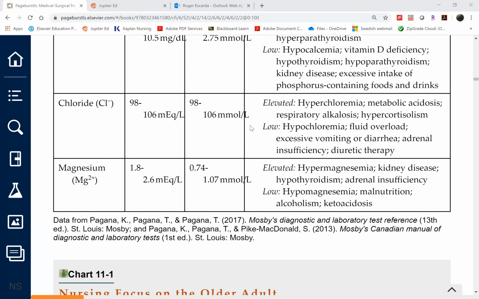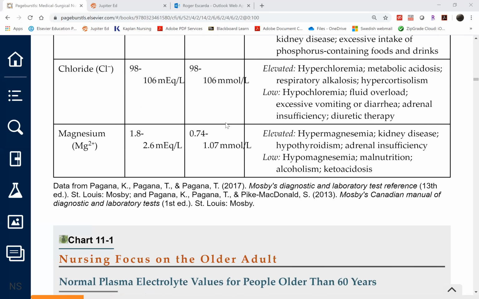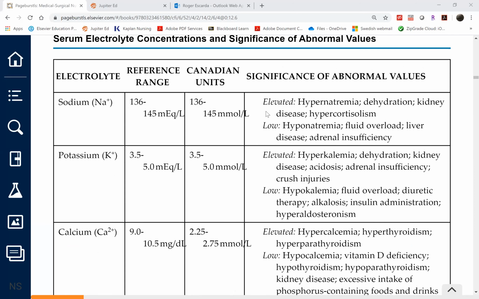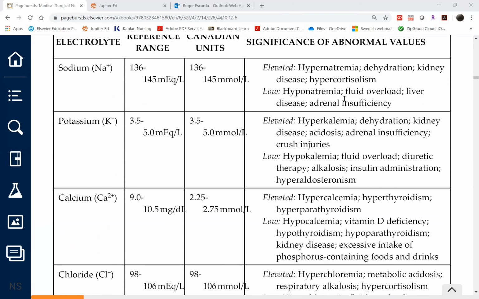All right. This is chapter 11, right? Yes. And then magnesium 1.8 to 2.6. You can disregard the significance for now because we're not talking about specific causes here in chapter 11. The causes will be discussed in the chapters where they belong.